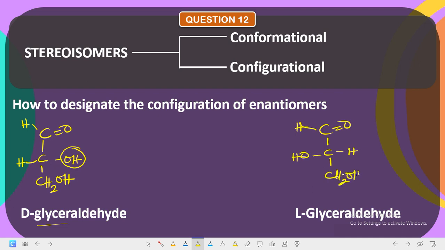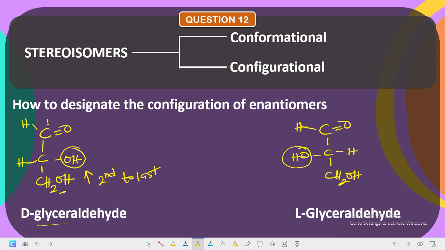CH2OH. Where is the H? The OH rather. The OH is at the what? Left hand side. So you call it what? L-glyceraldehyde. Now, which of the carbon did we use? Penultimate. When we say penultimate, we mean second to last from the group here. Second to last.